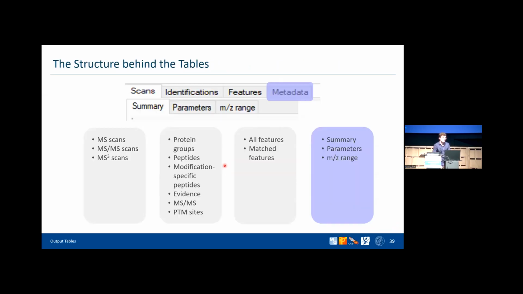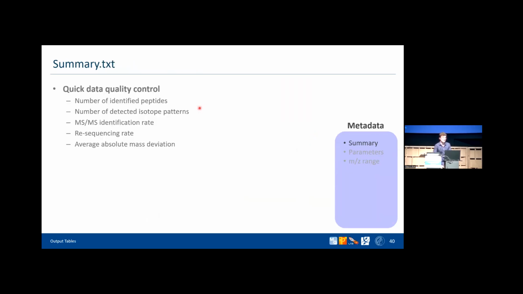Exactly. And in the end, we have this metadata output that just gives you a summary of your data, and it might be interesting for a very quick quality control and also comparison between different machines or maybe different experimentators, if you want to do that. So it gives you all the high-level information like number of identified peptides, number of detected isotope patterns and so on. More like summary statistics about the quality of your experiment.